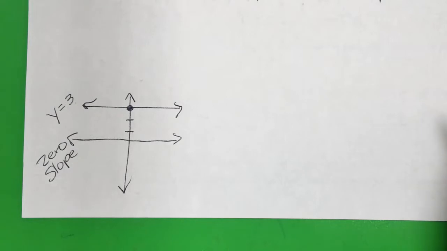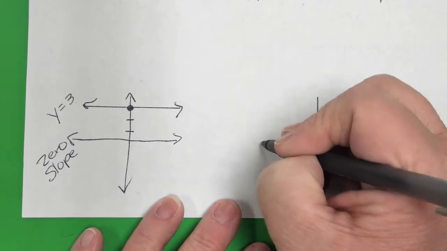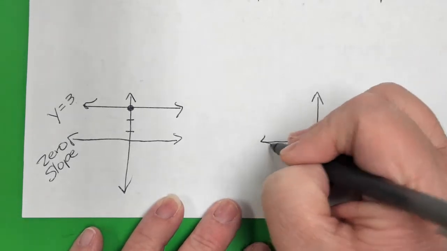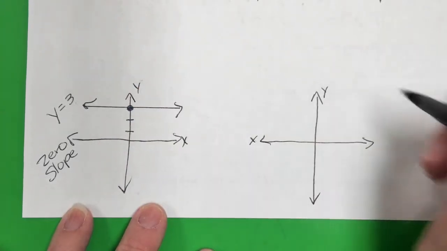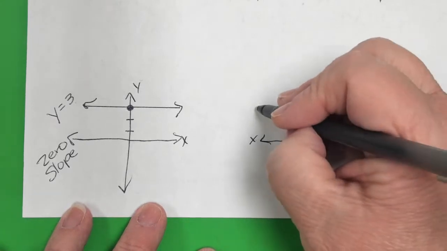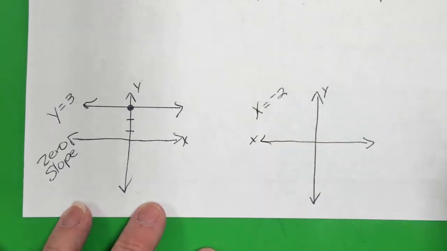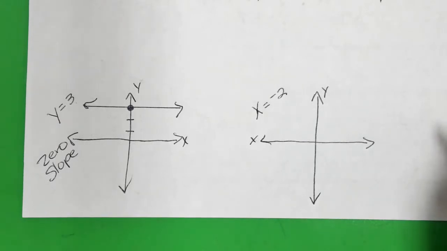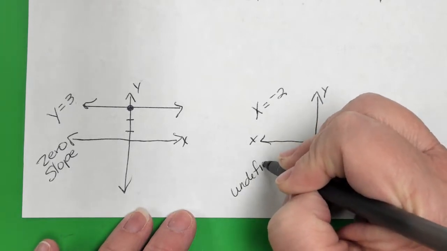Now the opposite of a 0 slope is an undefined slope. The opposite of y is x. So let's sketch our coordinate plane, labeling the x and y axis. This time the equation is going to be x equals -2. Well, it's going to be totally vertical because this is undefined slope.